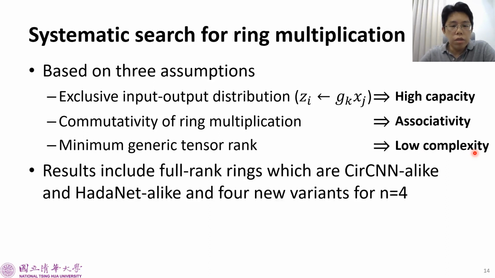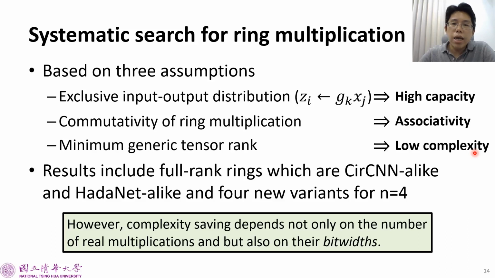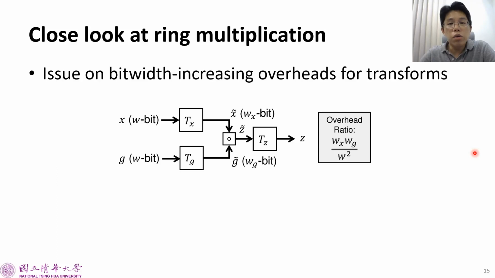Our search results include full-rank rings which are similar to RingCNN and AdaNet, and we also find 4 new variants for n equals 4. However, complexity depends not only on the number of real multiplications, but also on layer bit width. We can take a close look at this problem.